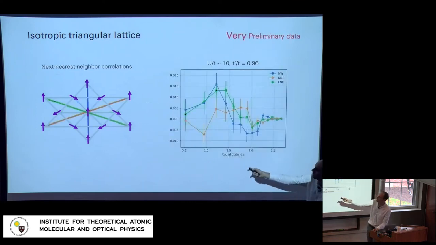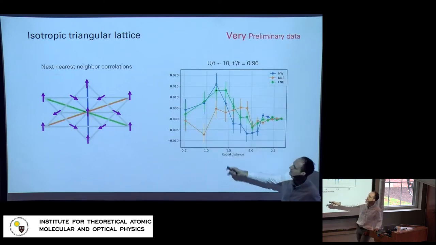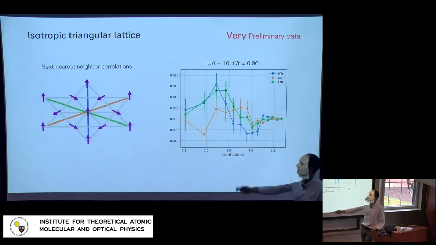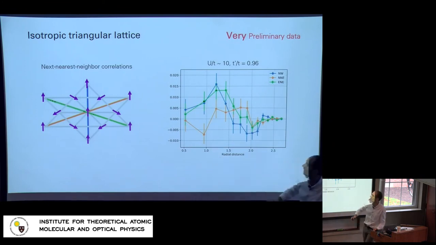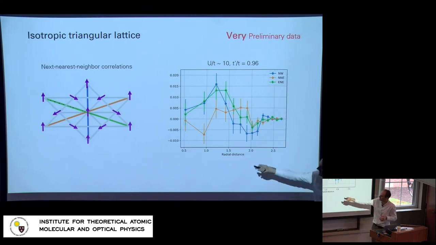And also look at next nearest correlations, which in this 120 antiferromagnetic phase would be expected to be positively aligned to each other. And we might see a little sign of positive correlations, but again, error bars are quite large, and we don't want to state anything that's longer range than nearest neighbor correlations yet.